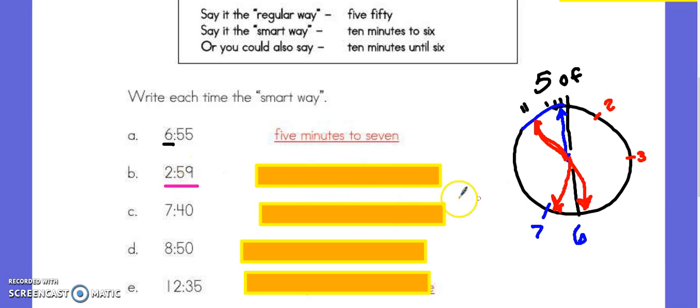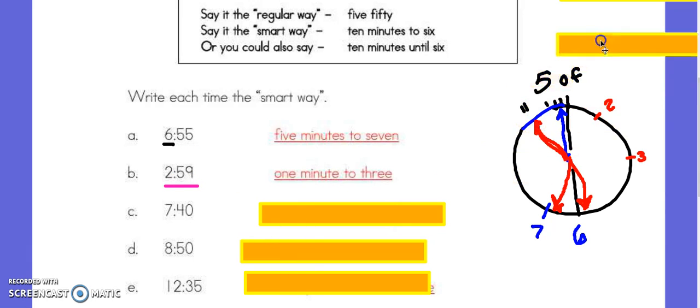The same can be said for 2:59. I would never say 59 minutes after 2 o'clock because we're moving closer towards the next hour of 3 o'clock. And how many minutes do we have until we get to that top of the hour? Just 1, because there's 60 minutes in an hour. So if we're at 59 minutes, it will take 1 more minute to get to 3 o'clock. In other words, we list it as 1 minute till 3.